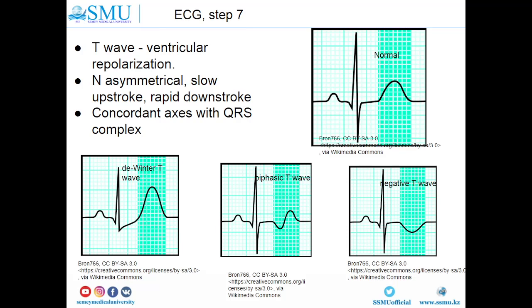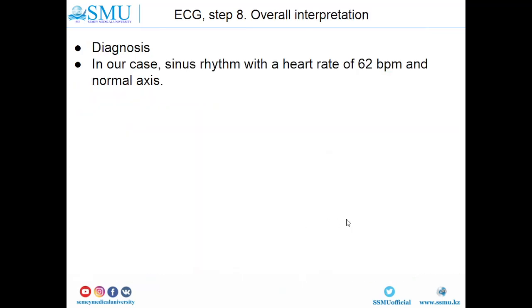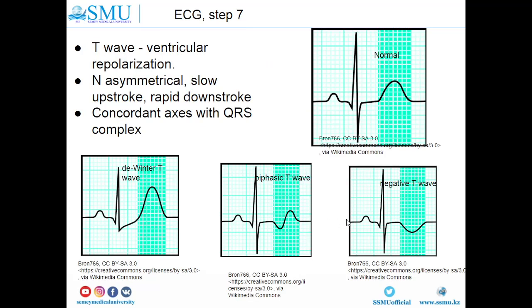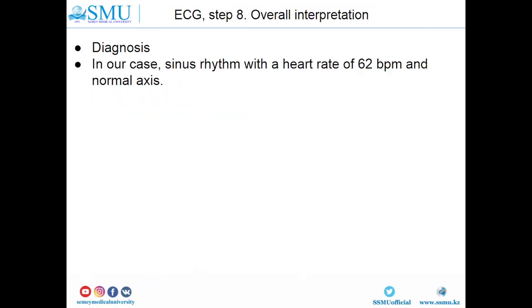During acute myocardial infarction, we can detect de Winter T waves with upsloping ST depression and acute peaked T waves. We can also detect biphasic T waves. In this case, it is negative-positive. We can also detect negative T waves or other abnormalities of the T waves.